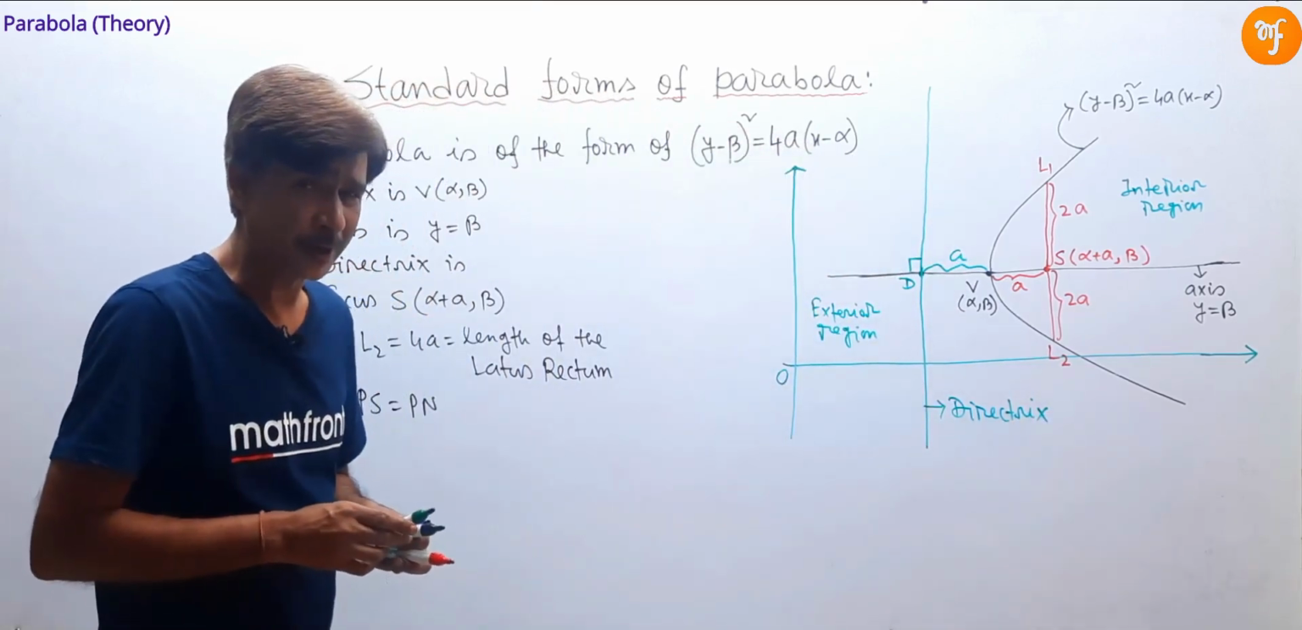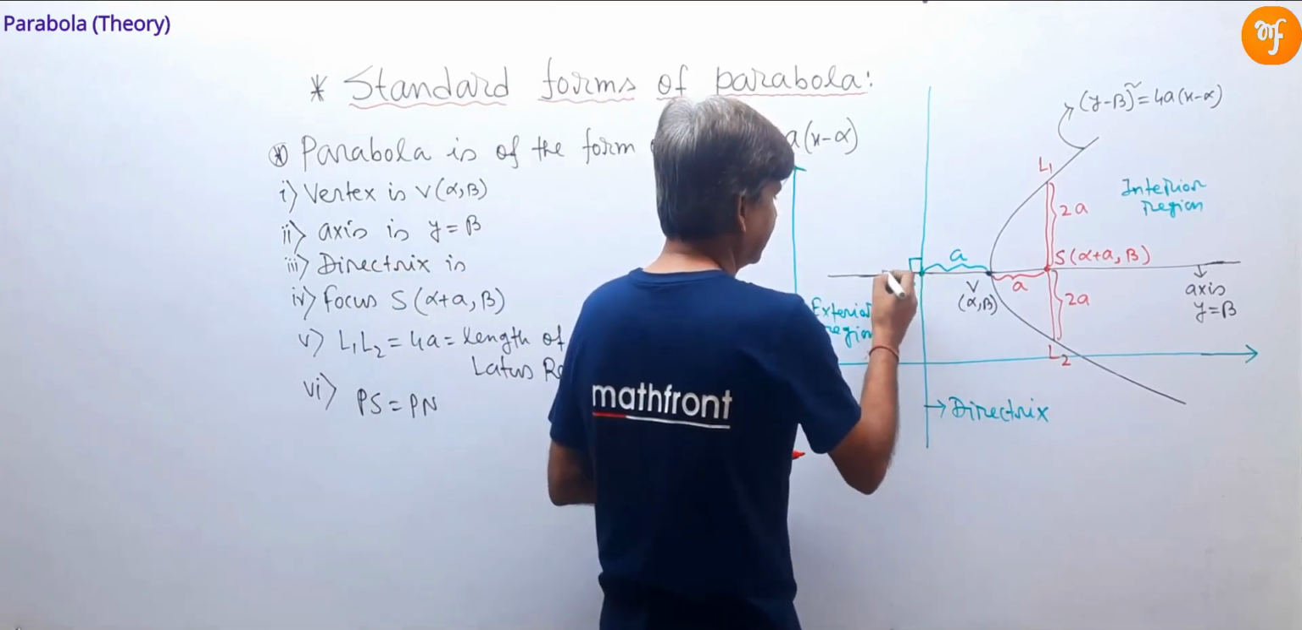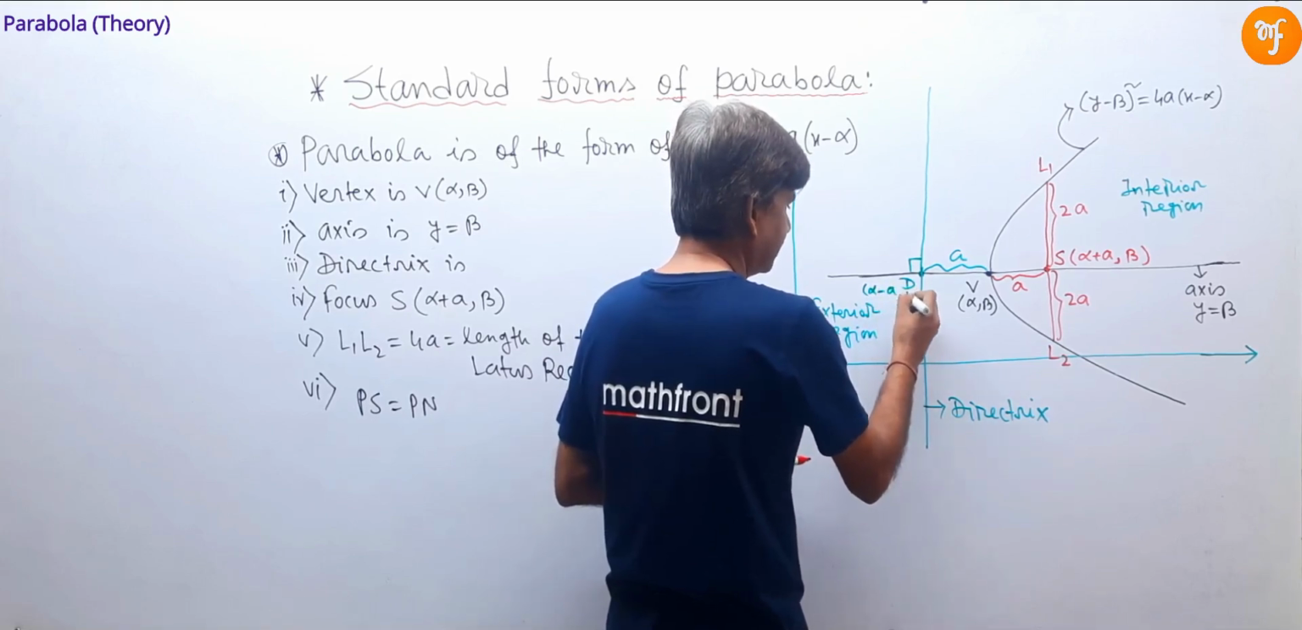What is the coordinate of the point D? The coordinate of the point D will be definitely alpha minus a comma beta.